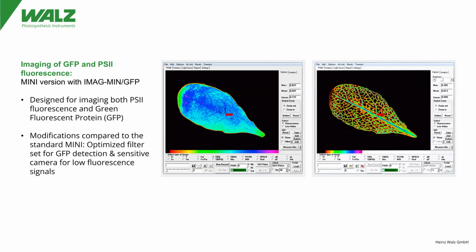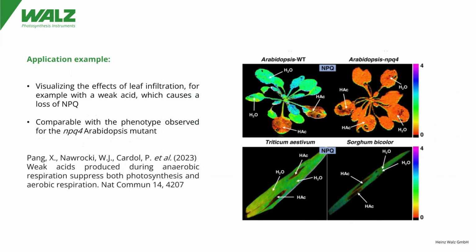Due to the high spatial resolution of the Mini version, small structures and spatial patterns of fluorescence can be visualized in great detail. This makes the system particularly suitable for studies requiring precise localization of fluorescence signals within tissues or small samples. At last, applications from the literature illustrate how Walz imaging-PAM systems can be used in research.